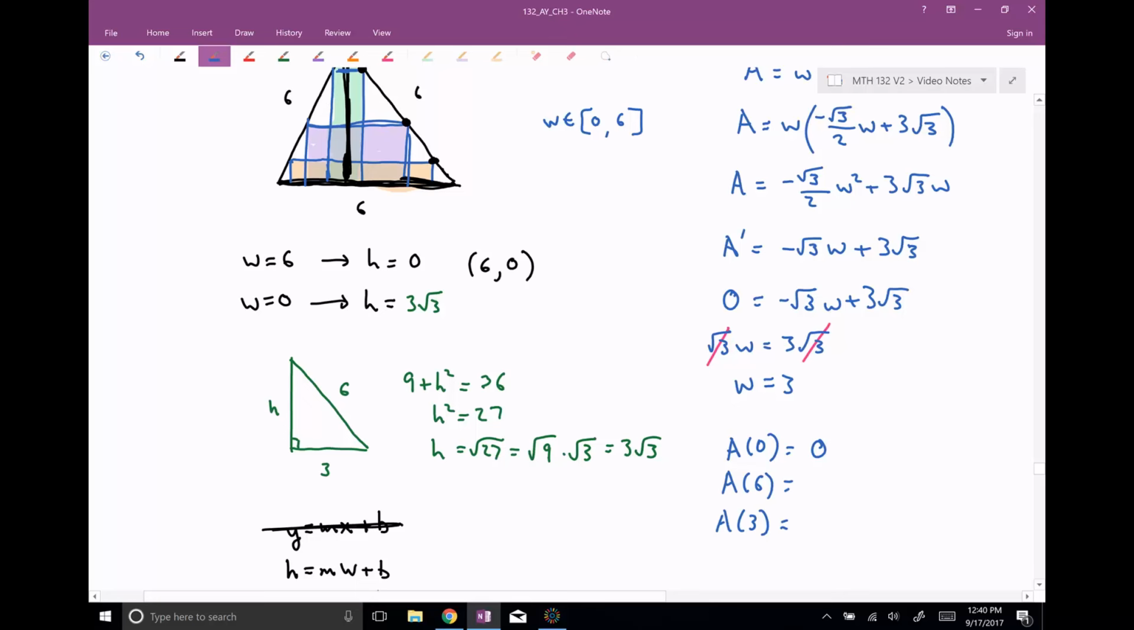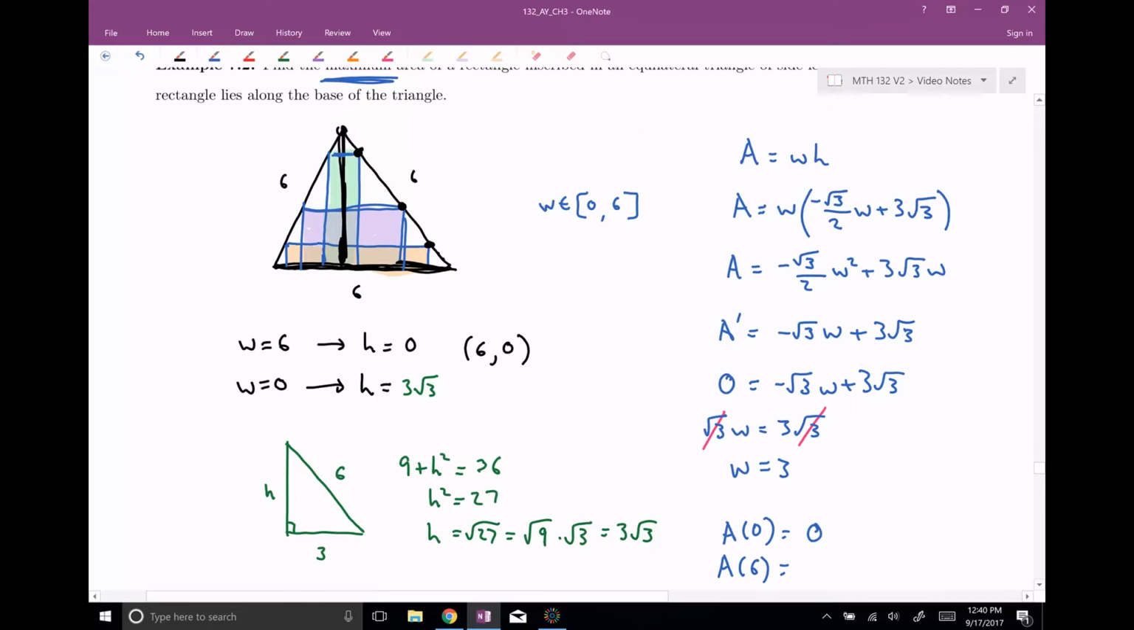If I plug in 6 here, notice what happens, right? So I have this 6 divided by 2, that's going to be 3 in this case. And I have a negative 3 root 3 and a positive 3 root 3. So those are perfectly going to cancel out and give out 0 for this part. And again, we have 6 times 0, which is going to be 0. And that kind of makes sense, right?